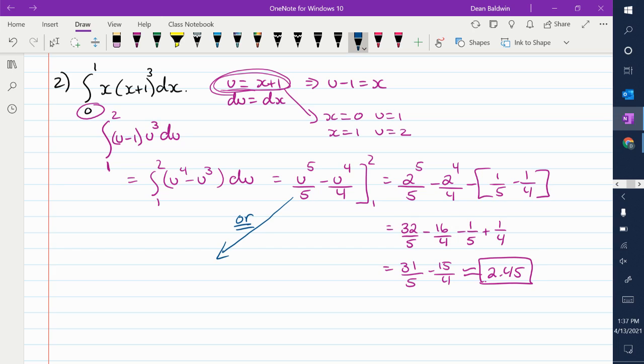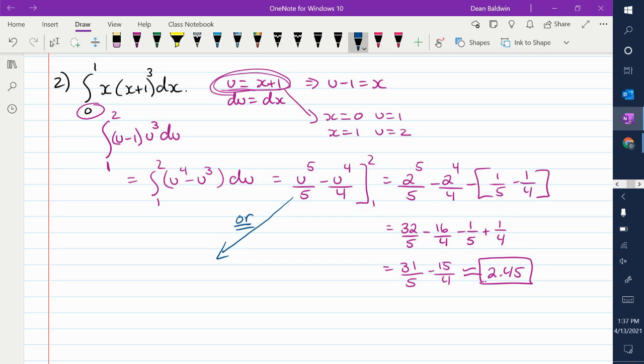Is everybody okay with that answer? Yeah, because that's saying, here's my antiderivative. Now I'm going to evaluate it between 2 and 1. That's the notation, right? And then I put 2 in, and then put 1. Okay. So that's how I would do it.